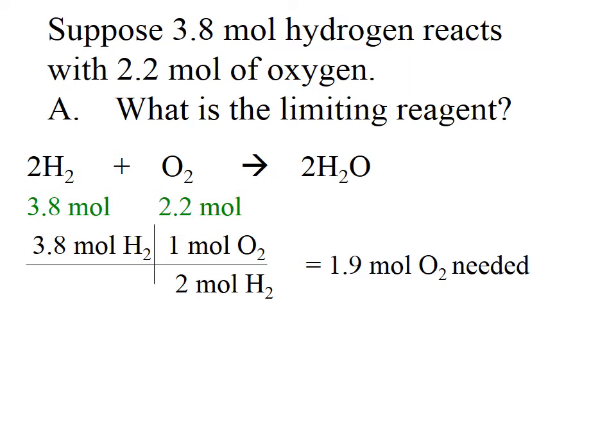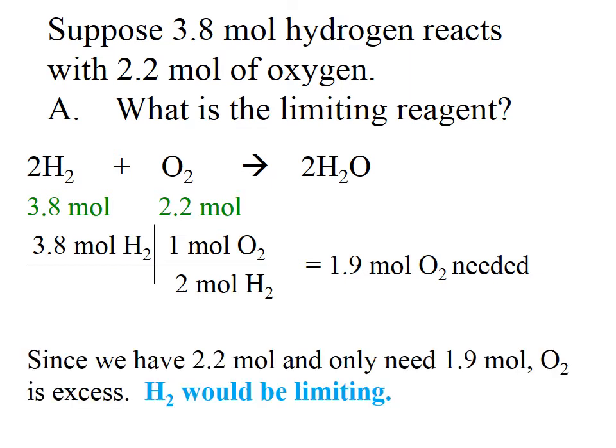Now since we need 1.9 and we have 2.2, that tells us we have an excess of oxygen. So hydrogen would be limiting. So that's an alternative approach to solving this first problem.